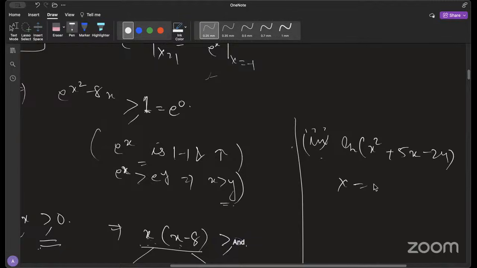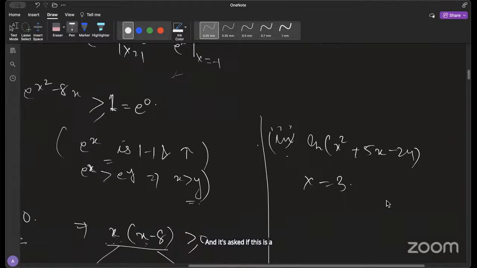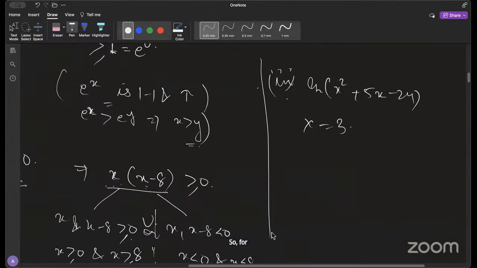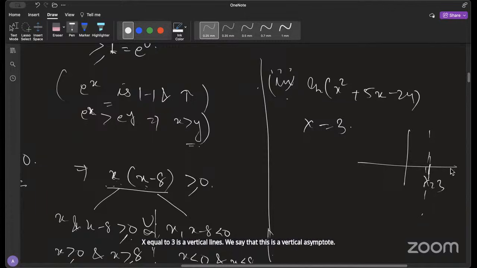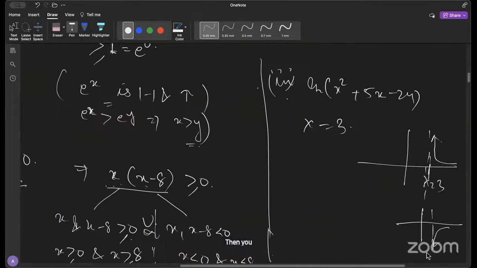And it's asked if this is a vertical asymptote or not. So for a vertical, let's recall what a vertical asymptote is. Let's say this is x equals 3. x equals 3 is a vertical line. We say that this is a vertical asymptote if, for the function, when your x tends to 3, then this thing goes to infinity or this thing goes to minus infinity. If this happens, then you say that it's a vertical asymptote.